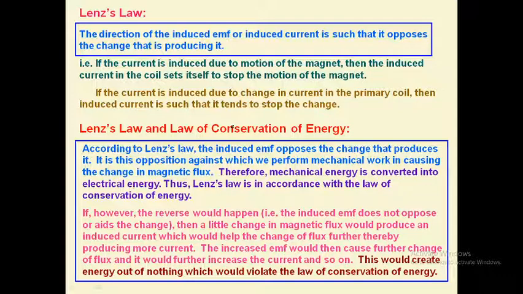Okay, now the same thing can be discussed by the contradiction method. In the beginning we take a false notion: if the induced EMF does not oppose, that is, if it is supporting the motion of the magnet, it means once you just throw the magnet towards a coil you will get current for infinite time without any expenditure of energy, which is strictly against the law of conservation of energy. Okay, so let's see the next thing.